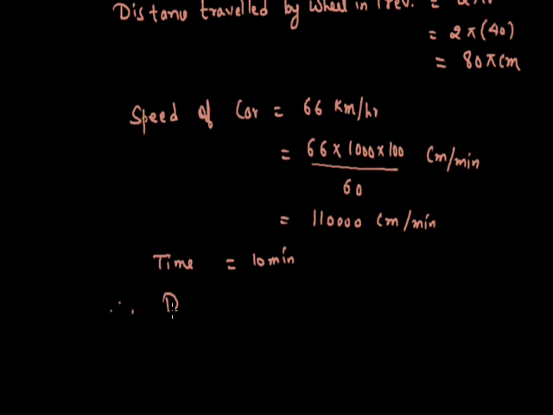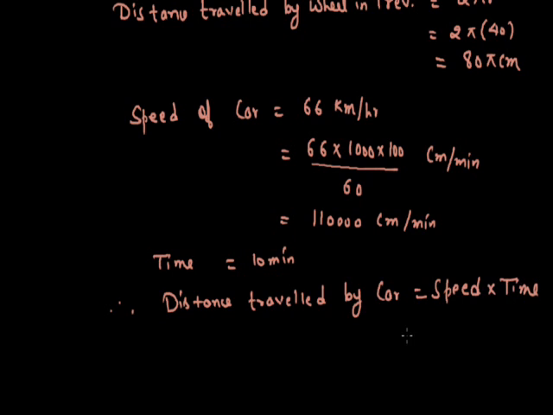Therefore, the total distance traveled by the car is equal to speed multiplied by time. So speed is 1140 centimeter per minute and multiplied by 10. So we will get 11400 centimeter. So this is the total distance traveled by the car.